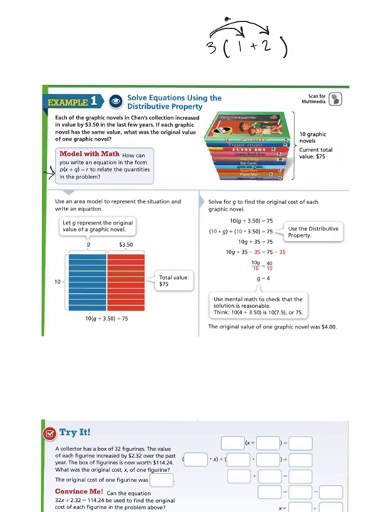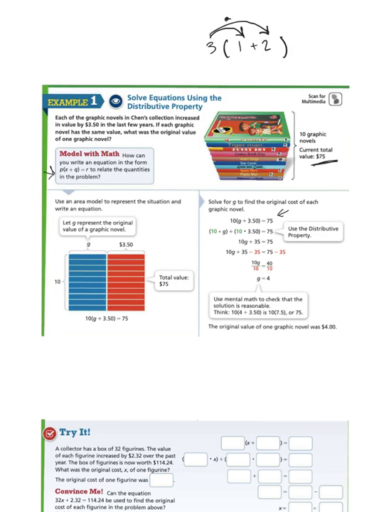All right, each of the graphic novels in Chen's collection increased in value by $3.50 in the last few years. If each graphic novel has the same value, what is the original value of one graphic novel? So, you have 10 graphic novels that currently total the value of $75. All right, so again, you have to look at this and look at your key points. They have a total value of $75. Therefore, right here in this equation, you are setting it equal to 75.